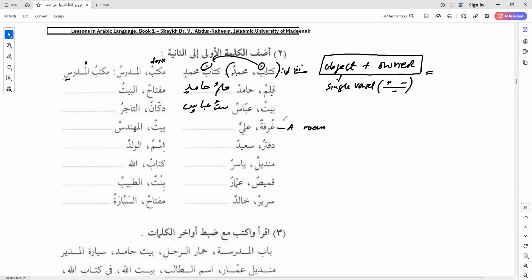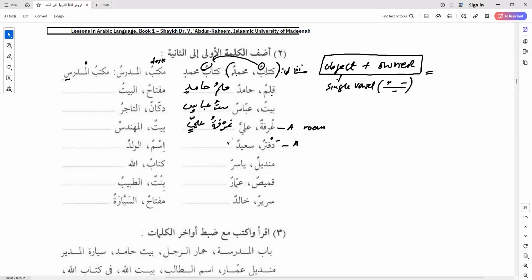These are all words that we have. These words have already been encountered in the previous lessons. Some of them are not new. So I have to say غرفة علي, Ali. Because Ali is the owner, so it has to end in kasratain. Daftarun. Remember, daftarun, a notebook. Sa'id, I want to say the notebook of Sa'id.